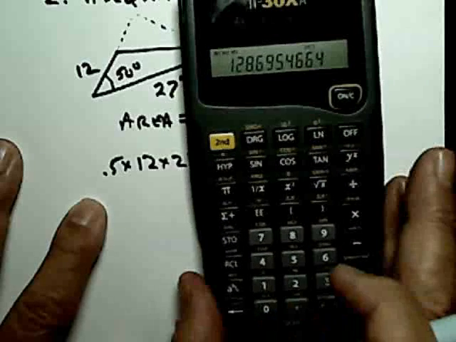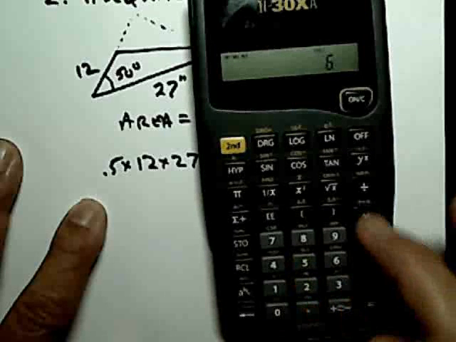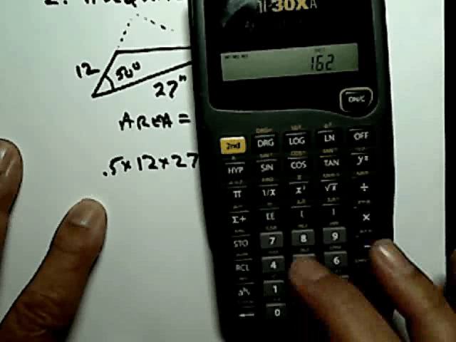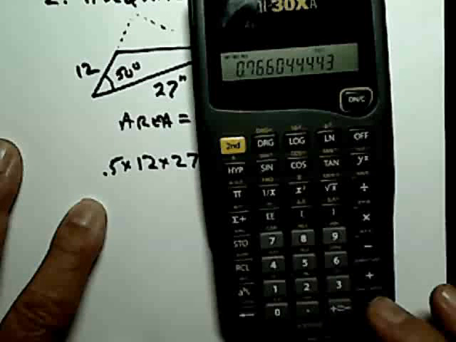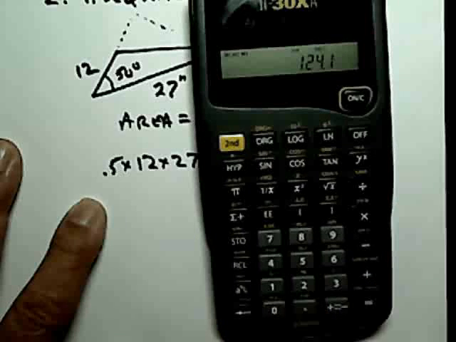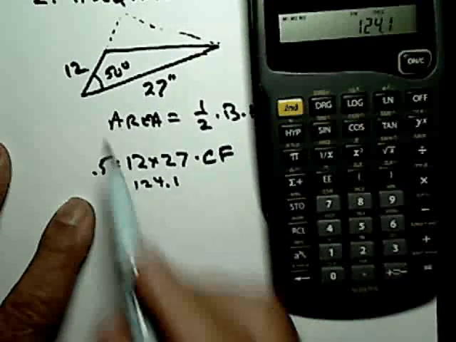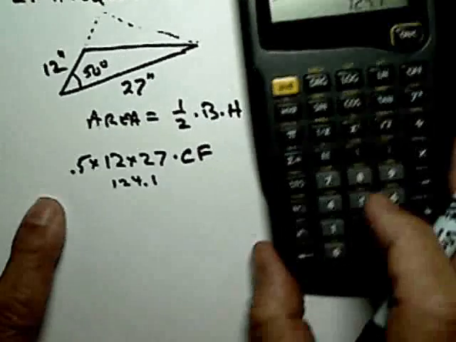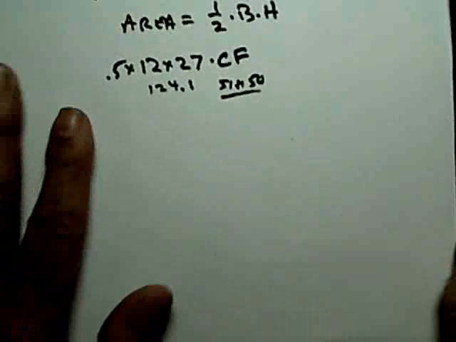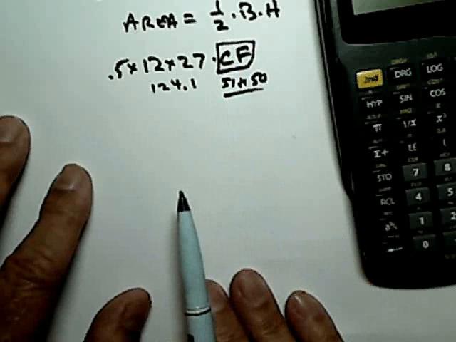So let me do that again quickly. You take 0.5 times 12 times 27 equals, multiply that times, now take 50, take the sine of 50, and then hit equals, and you get 124.1. Set that to 1 decimal place, and that would be the answer. Square inches, if these were both inches. And so the correction factor turns out to be the sine of that angle. And that's what we talk about in the first interlude. And that's what we teach in the geometry foundation. We give them this correction factor in the formula for the area of a triangle so they can use it.